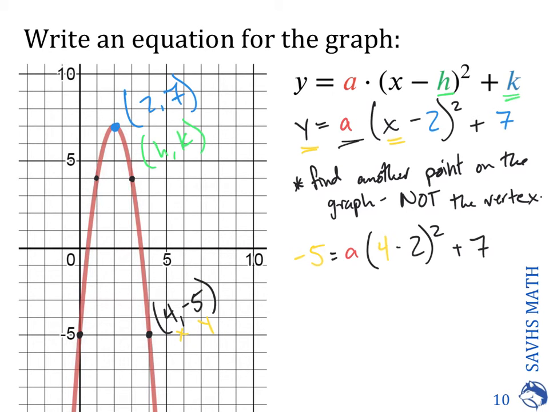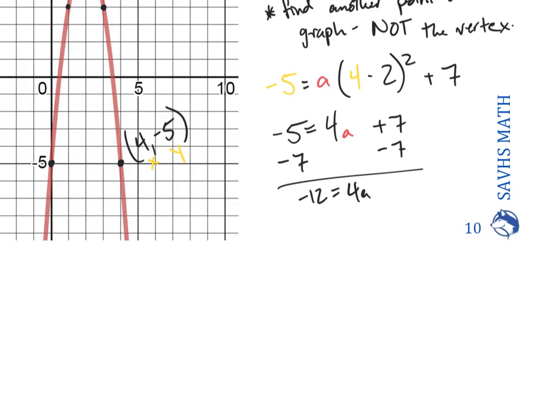Okay, what do I have here? 4 minus 2 is 2. 2 squared is 4. All of a sudden I have 4a right there, plus 7 equals negative 5. What could I do to get a by itself? I just have to solve that equation. Minus 7 on both sides, I get negative 12 equals 4a. Divide both sides by 4, and I have a equals negative 3. All of a sudden, I found my scale factor.